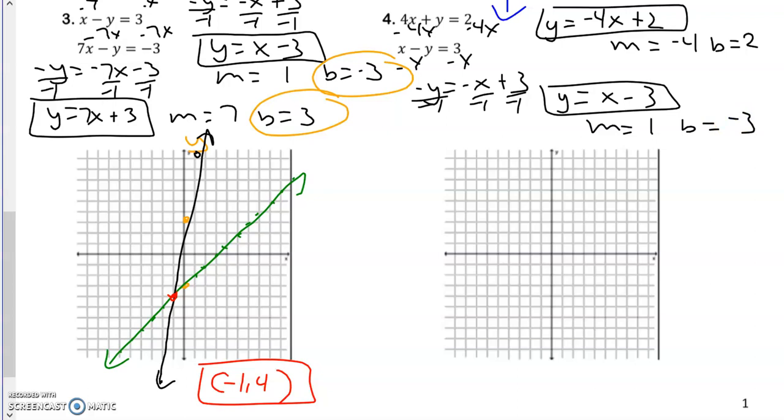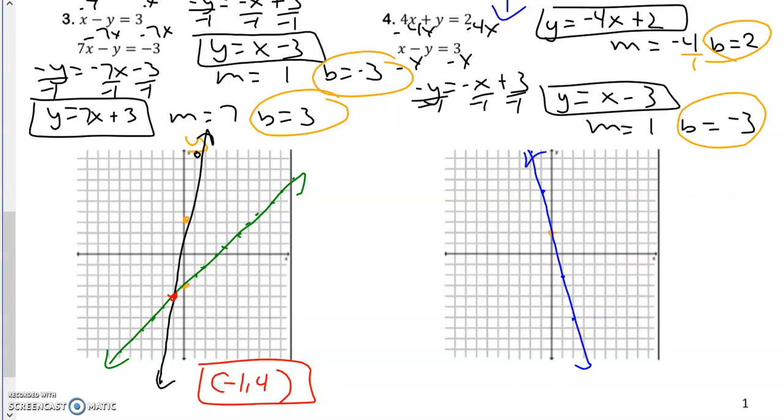So on this one, I'm going to start on 2, and I like it as a fraction, so I'm going to go down 4 and to my right one. And then I'm going to go back to the orange dot and go up 4 and to my left one. And then we're going to connect the dots.